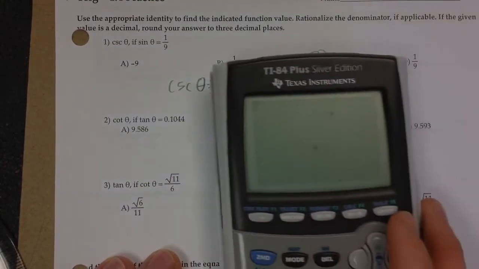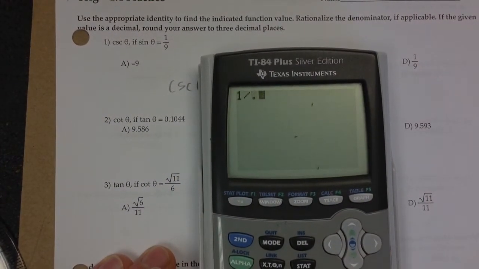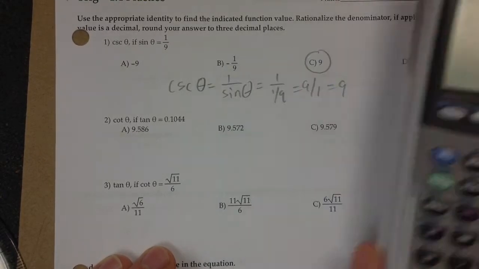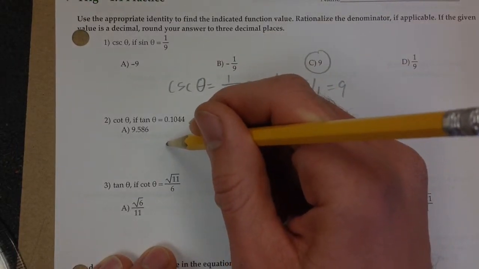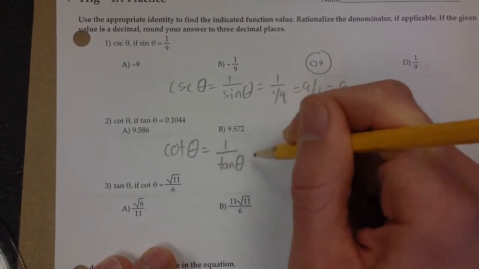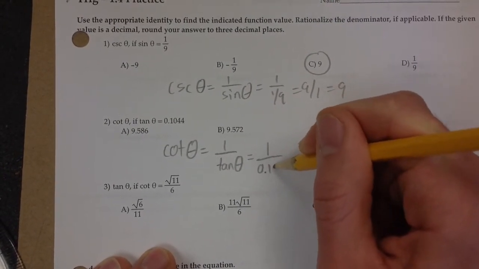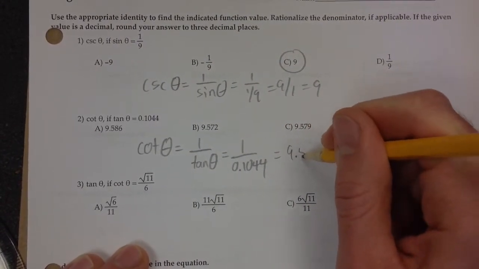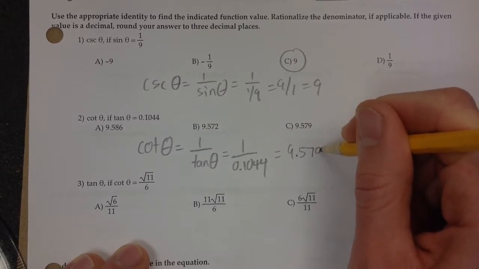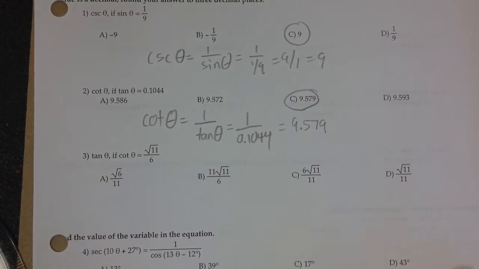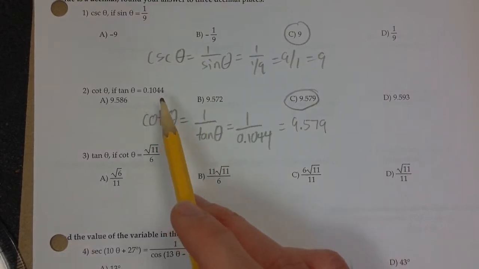For example, number 2. You simply do 1 divided by 0.1044. 9.58. So choice C. Okay. Any questions so far? Good. How do you do that one? 1 divided by the number.